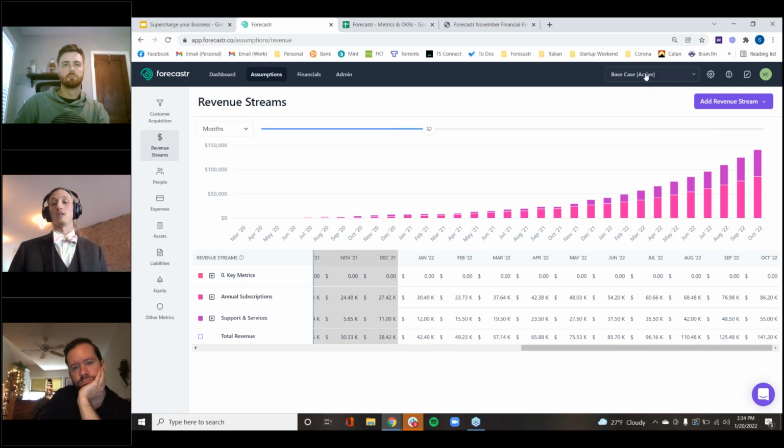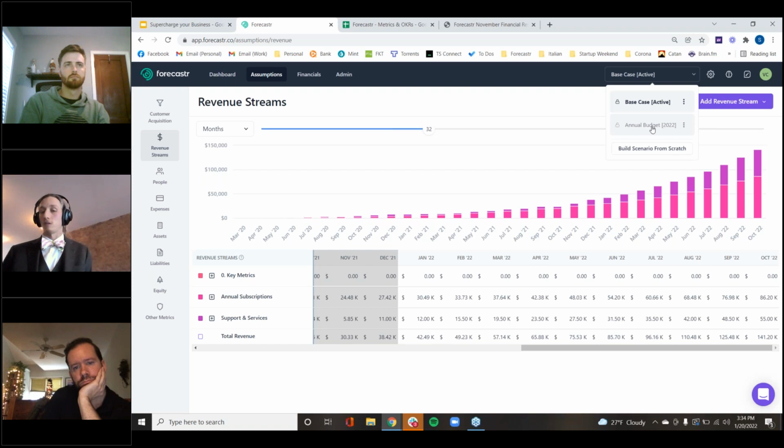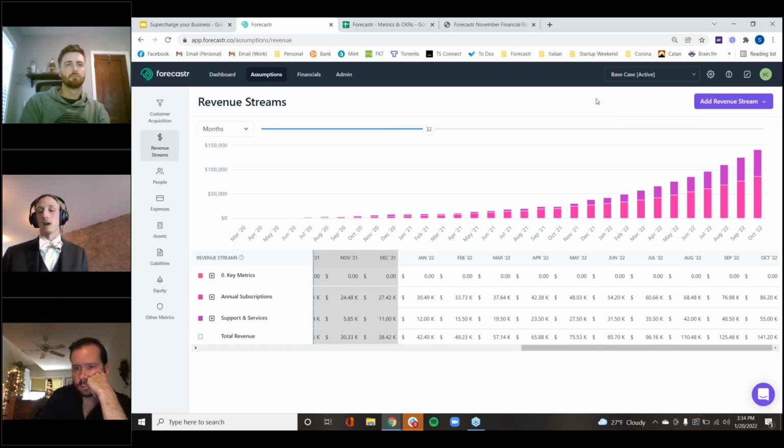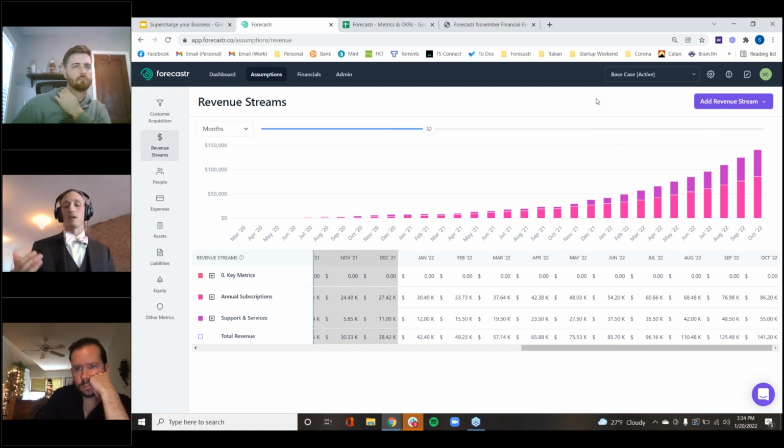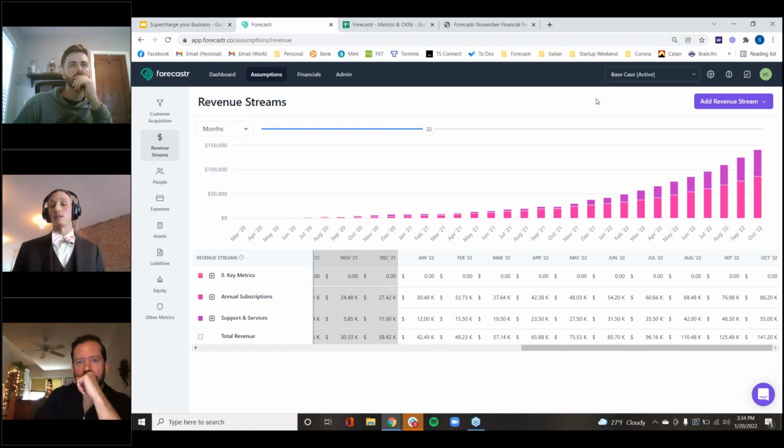So this is our base case. You can see we've got an annual budget here. So we just set the budget for the year. We created an extra scenario just by cloning this one. And we locked that one down. So we're now not going to touch the annual budget scenario. And after this month, once we close out January and see where we're at, then we'll start to make some other scenarios to say, okay, well, what if we grow slower? We basically do that on an ad hoc basis, and then make some decisions from there.